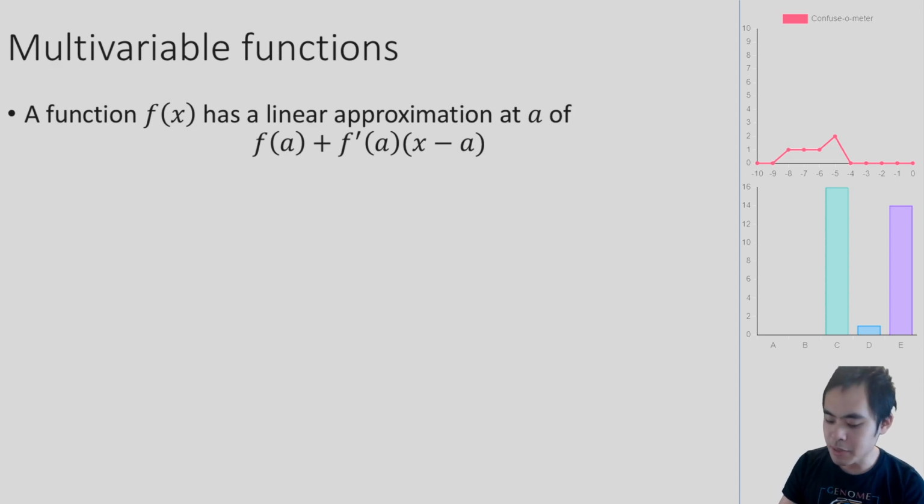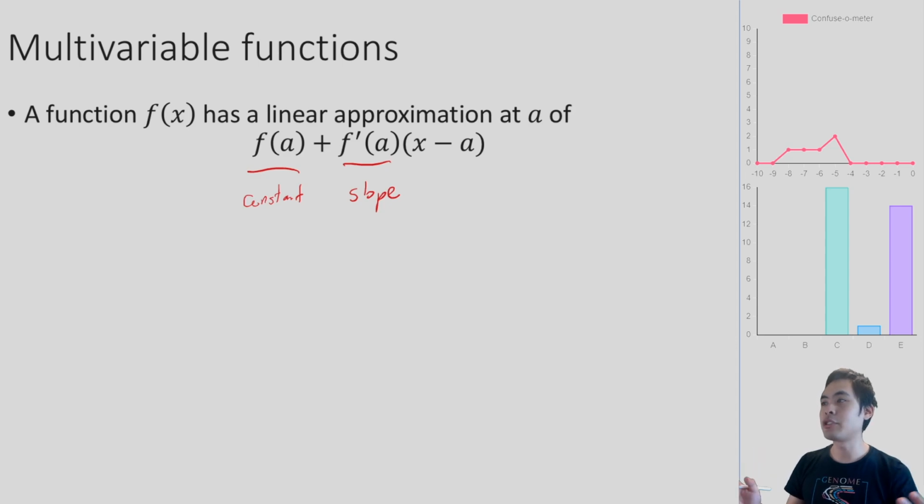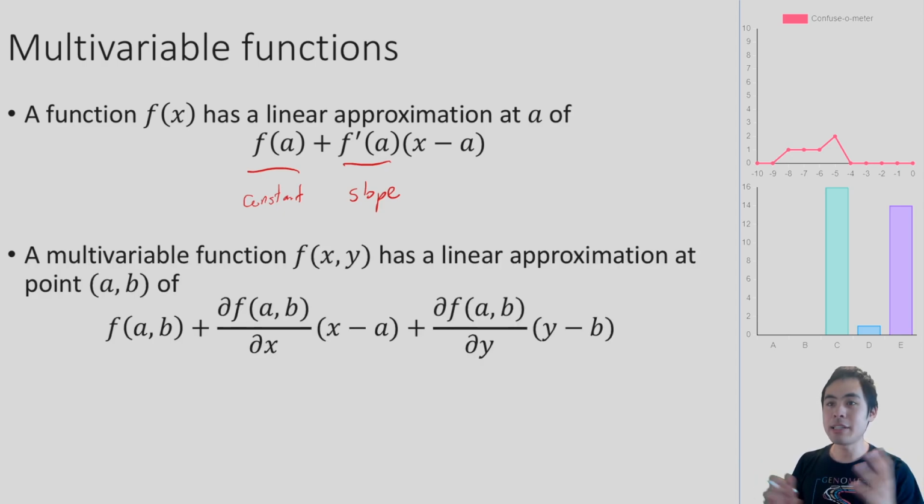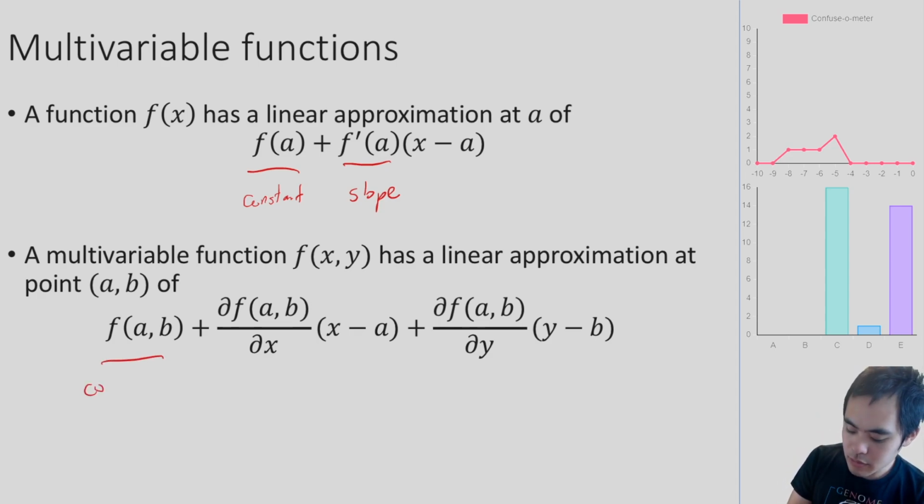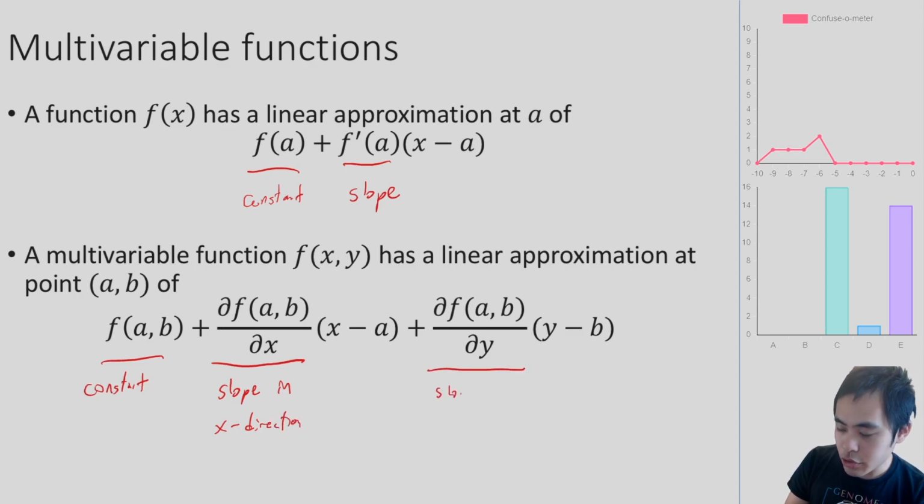So here you have some constant, and here you have the slope, right? So you can approximate a function by its value at that point and its slope, and this is just the tangent line. A multivariable function has a linear approximation as well, but what you need is a constant, and you need the slope in x direction and slope in y direction.